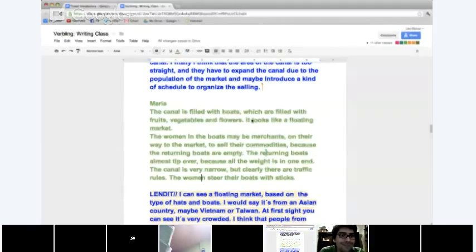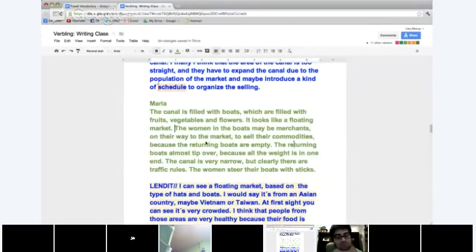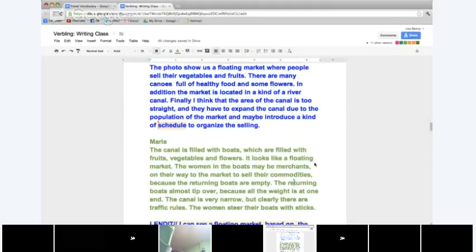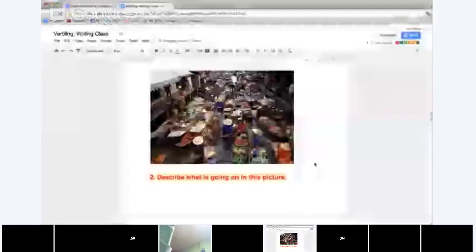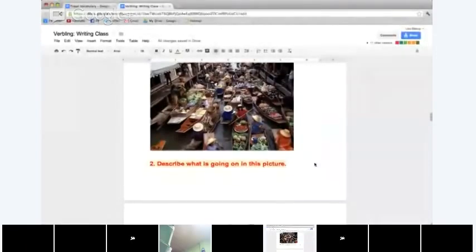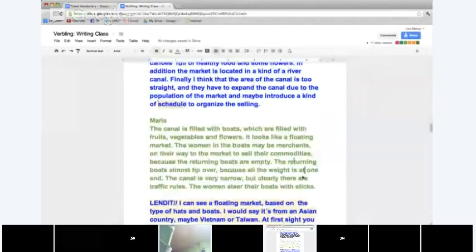The canal is filled with boats, which are filled with fruits, vegetables, and flowers. It looks like a floating market. The women in the boats may be merchants on their way to the market to sell their commodities because the returning boats are empty. The returning boats almost tip over because all the weight is, and we would say, at one end. The canal is very narrow, but clearly there are traffic rules. The women steer their boats with sticks. Yes. Or paddles. Looks like a paddle. Paddle is more convenient, yeah.